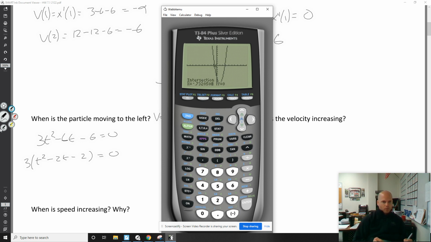I got negative 0.732. And this is the graph of v. This is v, right? This is x prime, which is v. And then second calc intersect, pop over there. The other equation works out. 2.732.